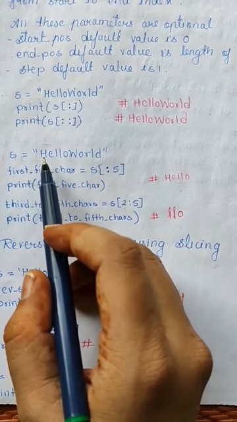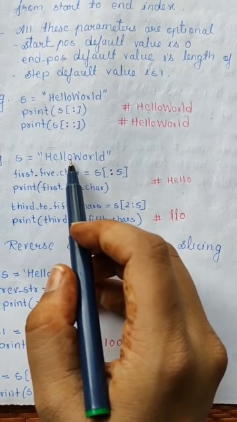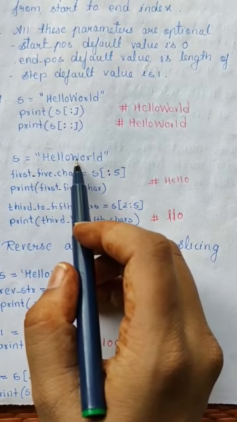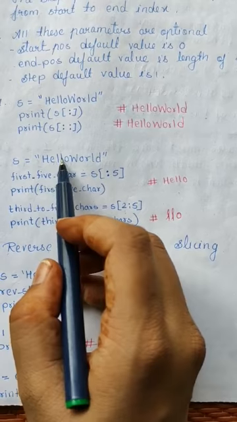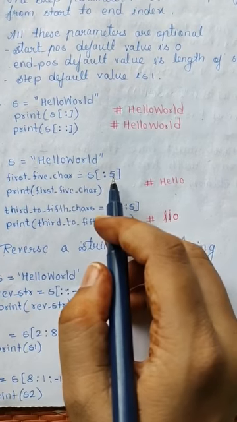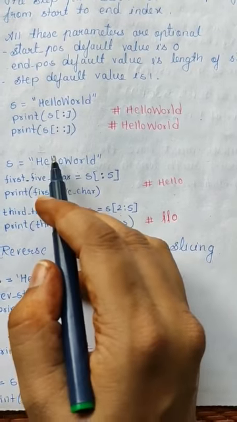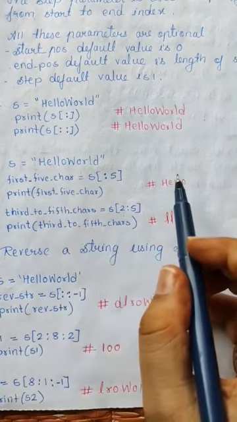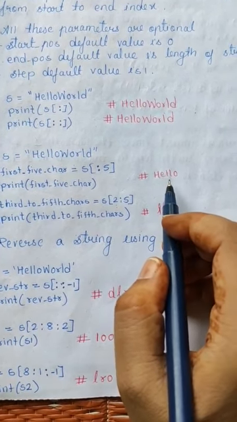So it will return me HELLO, as this O has the 4th index. And the 5th index has W because it is 0, 1, 2, 3, 4. So 5 minus 1, that means up to the 4th location, it is going to give me the string which will be stored in this variable first 5 char. And when I print that variable, I get the answer hello.